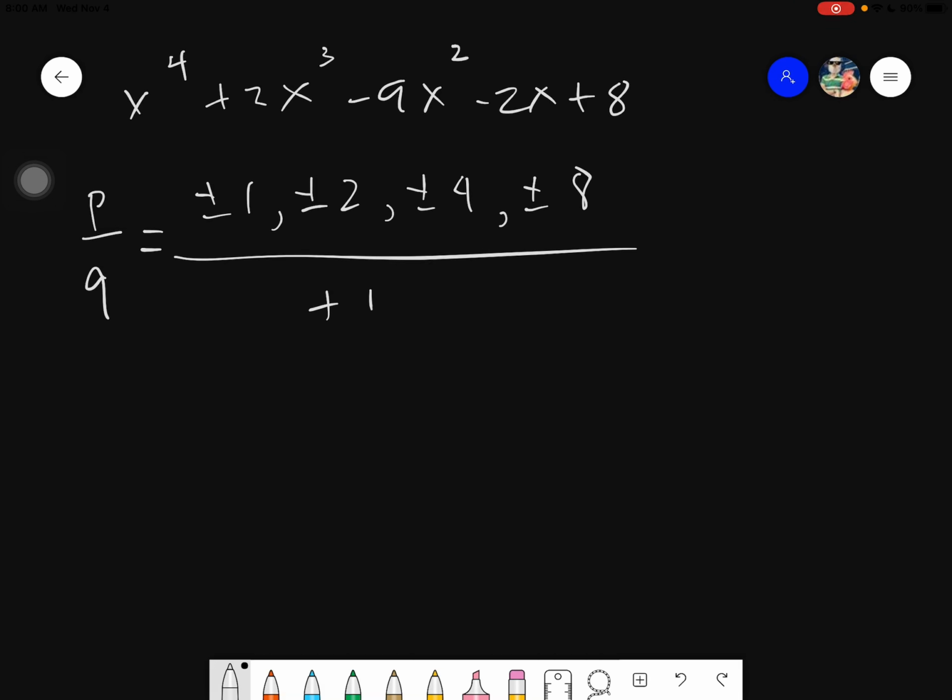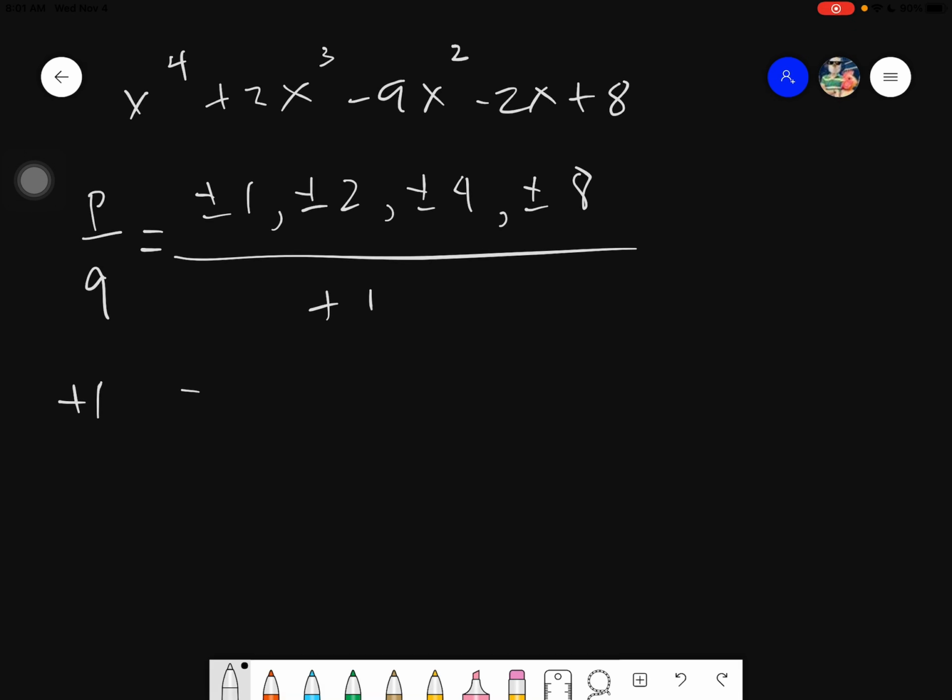Okay, let me try positive 1. Let's try positive 1. So calculate for 1. Okay, so it's a good thing. Using positive 1, we already arrive at 0.